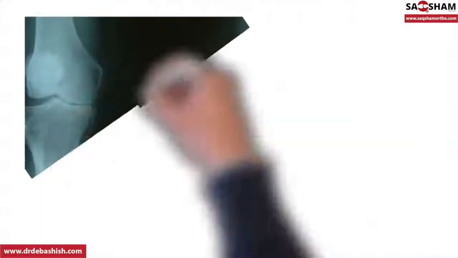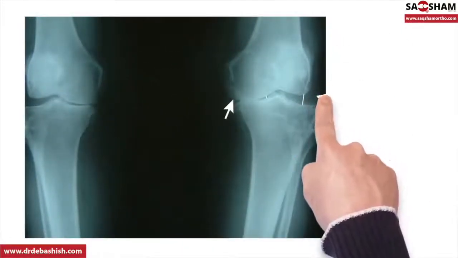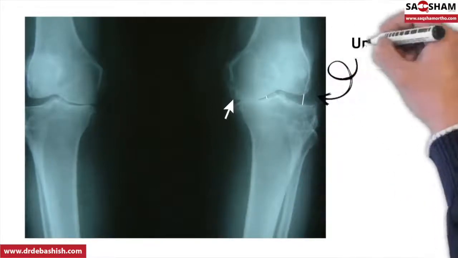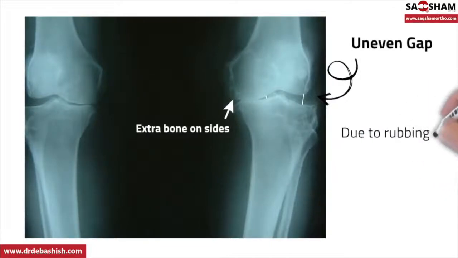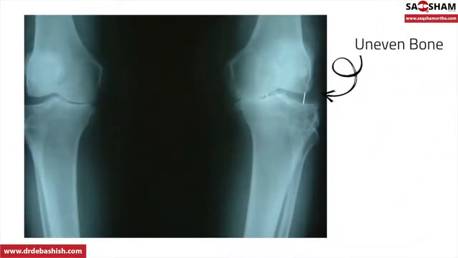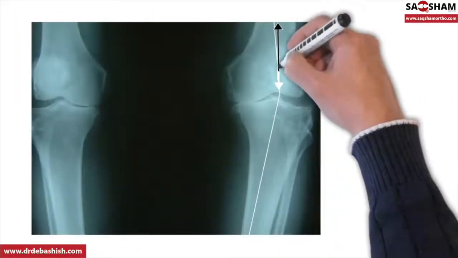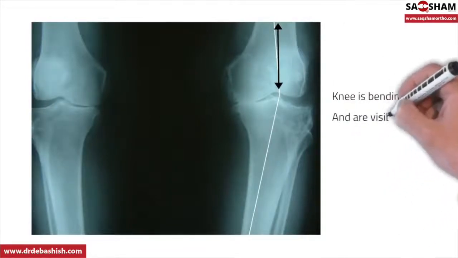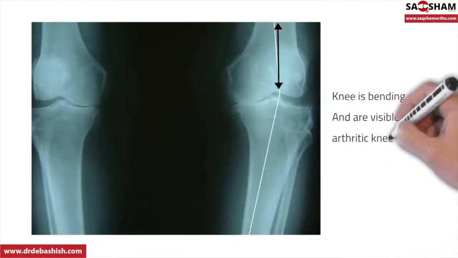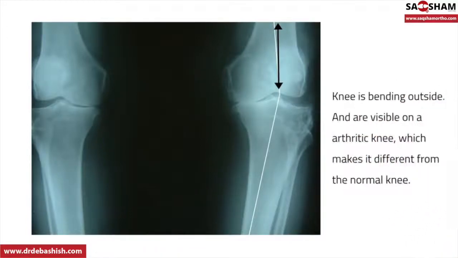Now come to the arthritic joint. You'll see the gap is uneven now. There is a lot of small extra bone formation on the sides, which is due to rubbing of bone. Secondly, the bone is uneven. And lastly, if you draw a line, now you will see that the knee is bending outside. So these are the changes visible in an arthritic knee, which make it different from the normal knee.